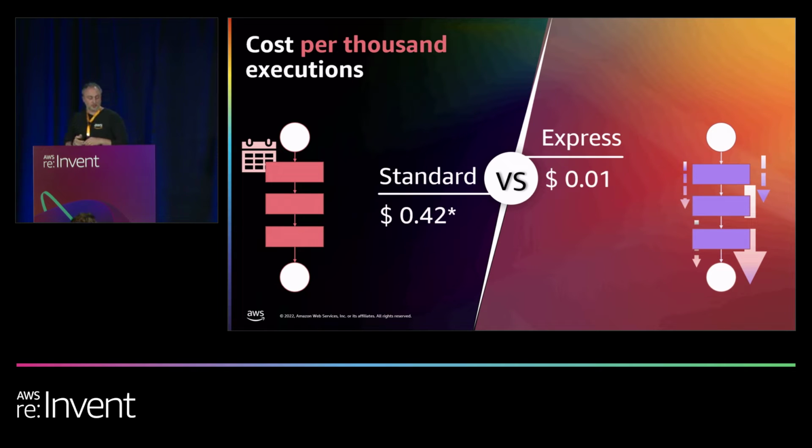This is interesting, though, right? The standard workflow for 1,000 executions costs 42 cents, whereas the express workflow costs 1 cent. Now, there's a slight caveat to that, which is the standard workflow does have a free tier, so we're assuming we've gone past the free tier. I'm not factoring in the cost of any downstream services, any Lambda functions, just the cost of the workflow orchestration piece, right? So there's a big difference there.